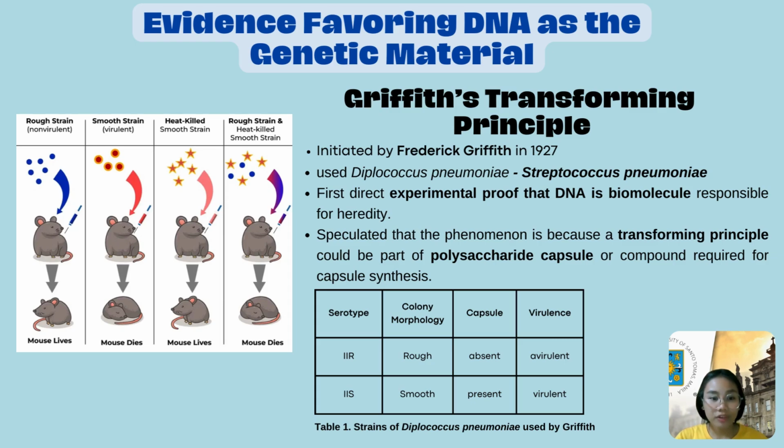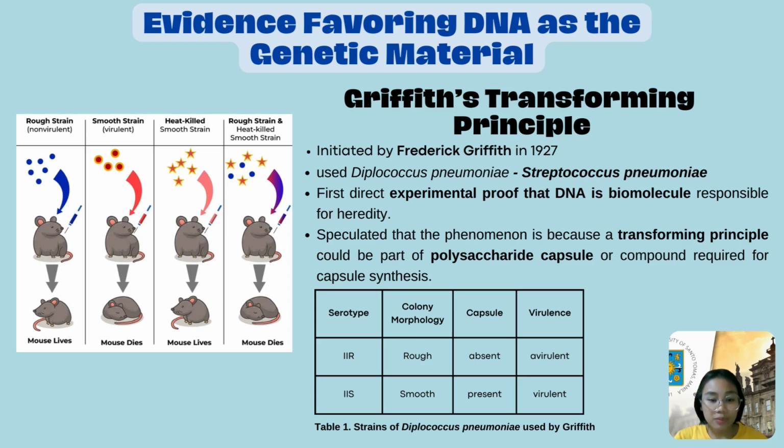So first, we have Griffith's experiment on the transforming principle. Here he used two strains of Diplococcus pneumoniae, now known as Streptococcus pneumoniae. So he has a virulent smooth S strain with a polysaccharide coat that causes the disease, and a non-virulent rough R strain without the coat that does not cause the disease.